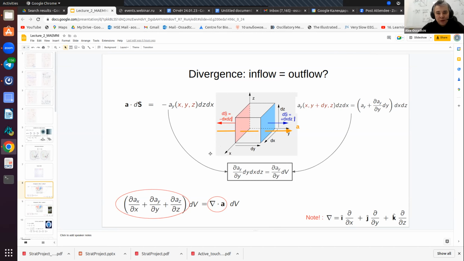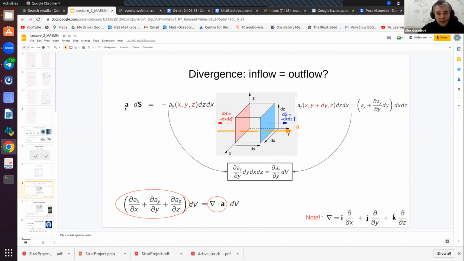Because imagine if the vector is pointing parallel to this face. Then you compute the scalar product of the vector with this normal vector, and you get 0. It means that through this face no vector field is coming into this volume. But if the cosine of the angle is not 0, then some of the flow is coming inside.